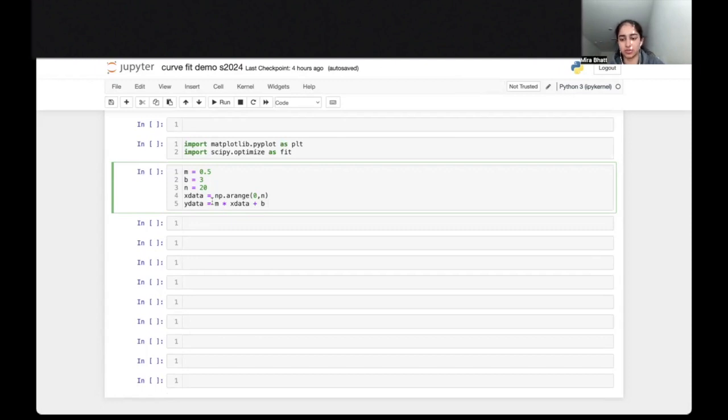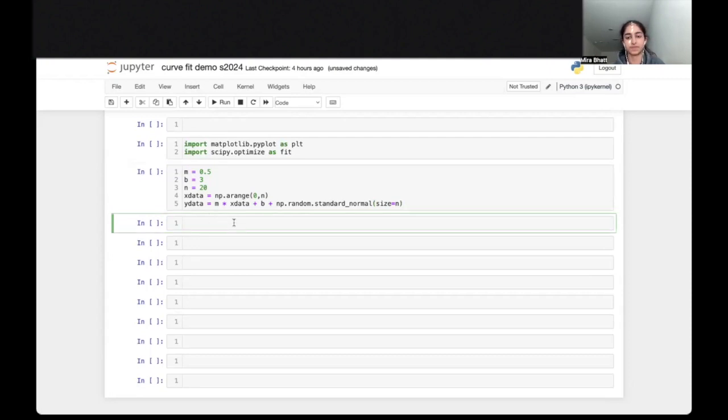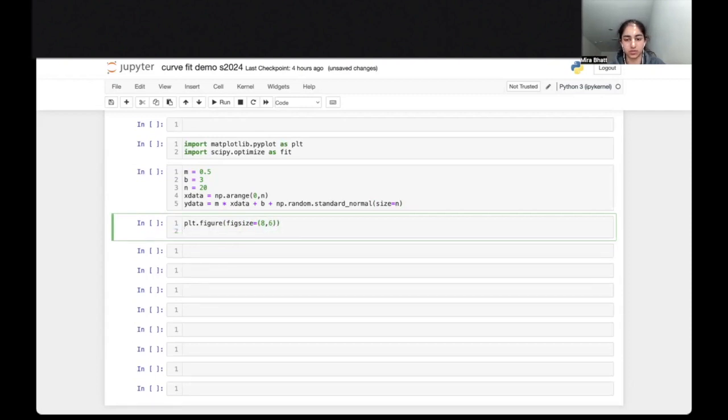So we're going to add some noise, and we're going to do that by utilizing this function, which generates noise according to a specific distribution, the normal distribution. It doesn't matter too much, but we're going to see what that looks like in a second. Let's plot our data so we can get a sense of what it looks like. This is always a very important step when you're curve fitting or analyzing any kind of data: always graph it first before you do anything.